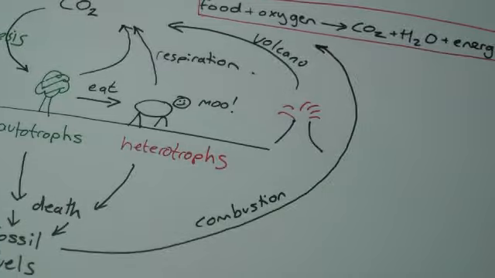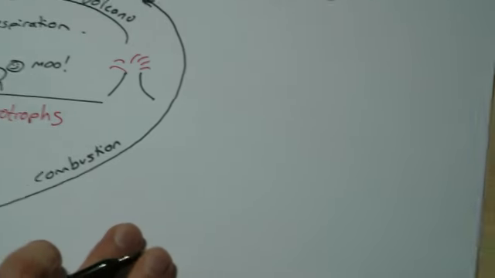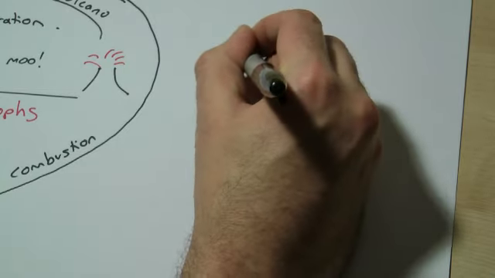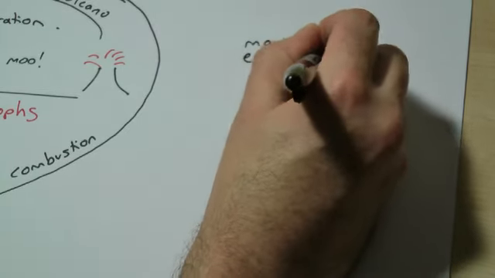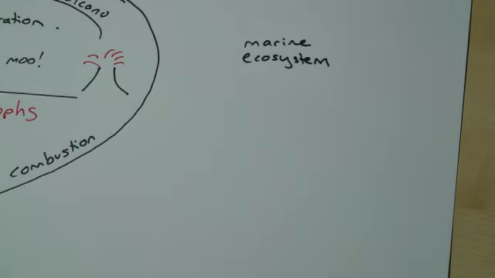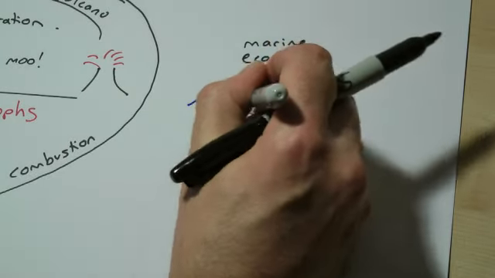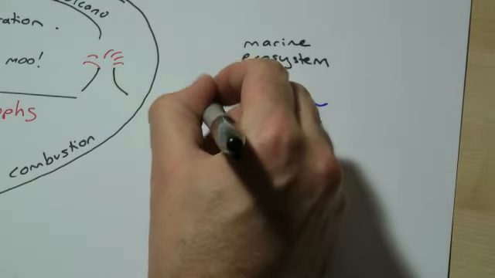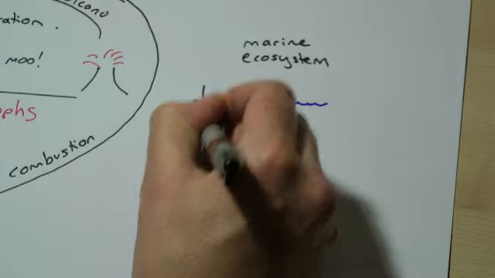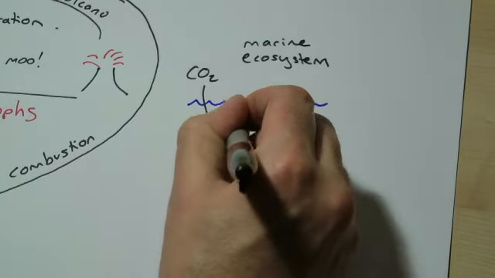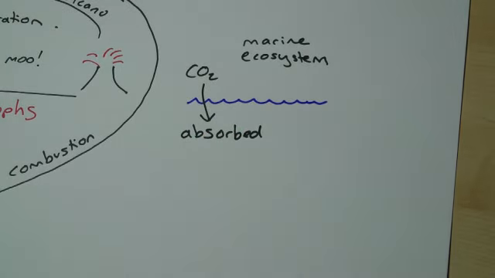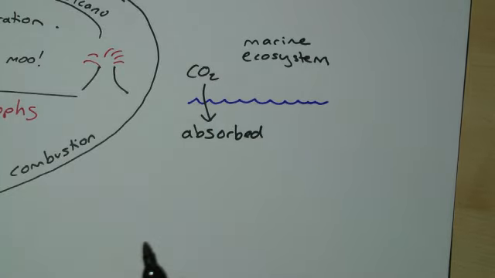Now, there is one more part to this, just to make life a little bit more complex, and it's marine ecosystems. And a marine ecosystem just means an ecosystem at sea. Why is it different? Well, it turns out that carbon dioxide can be absorbed into water. In fact, the oceans are a massive store of carbon dioxide. There's a lot of carbon dioxide stored up in there, absorbed, it's present in the water.